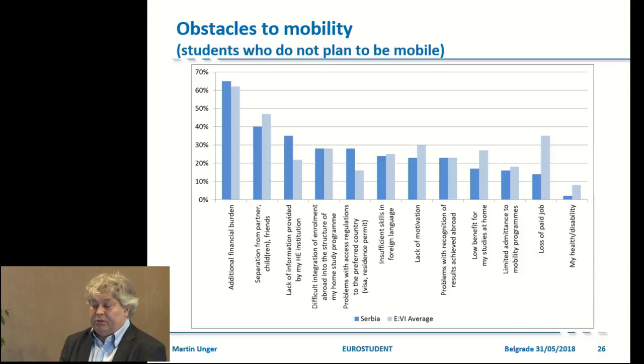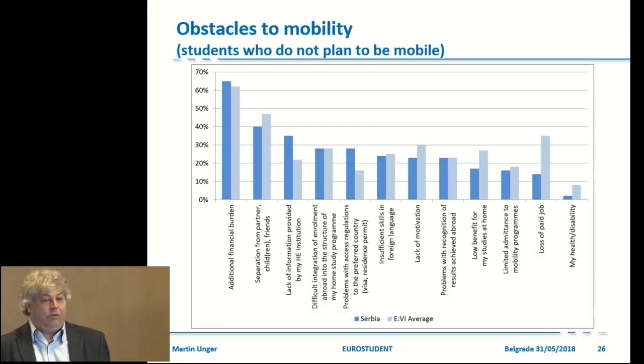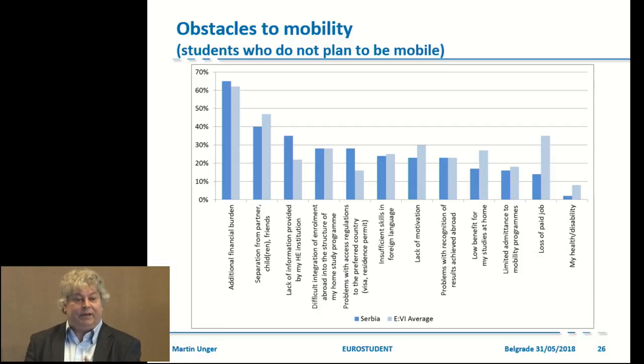So when we ask the students who do not plan to be mobile and have not been mobile, what are the biggest obstacles to it? Here I put Serbia versus the average of the European countries. In all countries, it's always the funding. Even for the rich countries like Switzerland, maybe it's not 60% of the students there, but funding is always the biggest obstacle. In Serbia it's a little bit more than the average. Next would be separation from partner, children and friends. That's a little bit lower in Serbia. That's again because the population is a little bit younger.